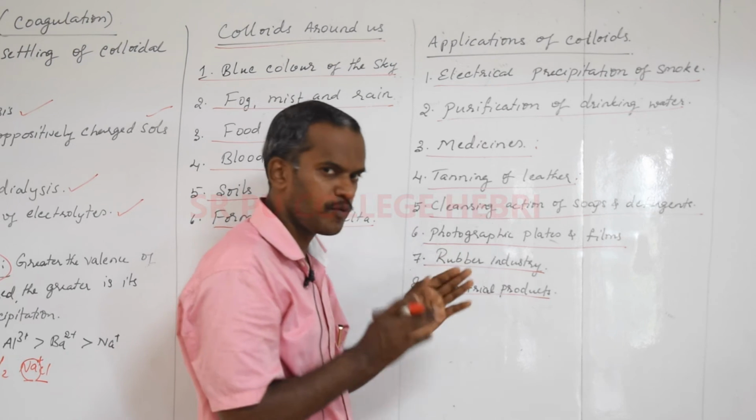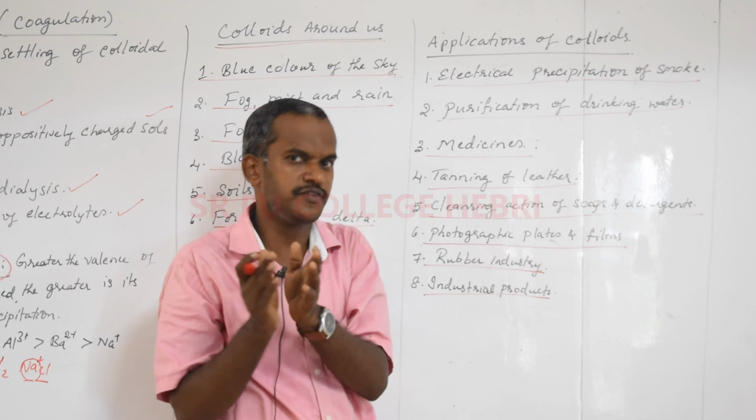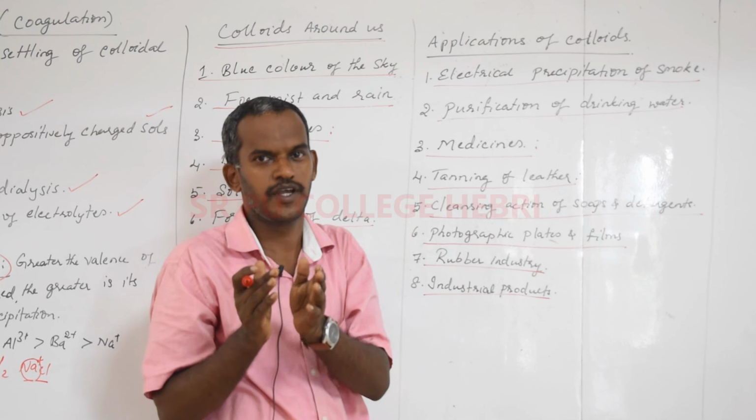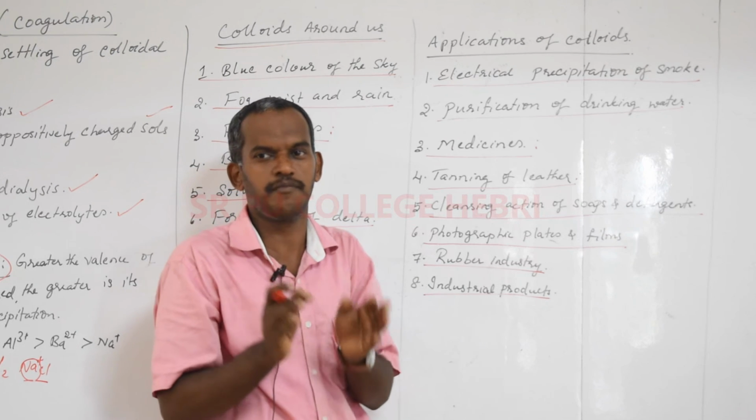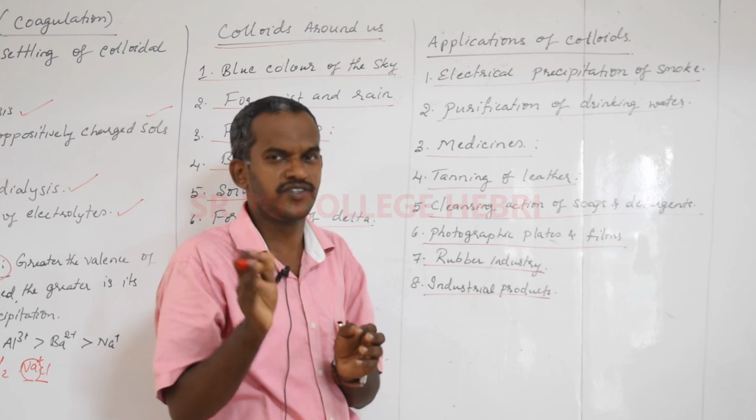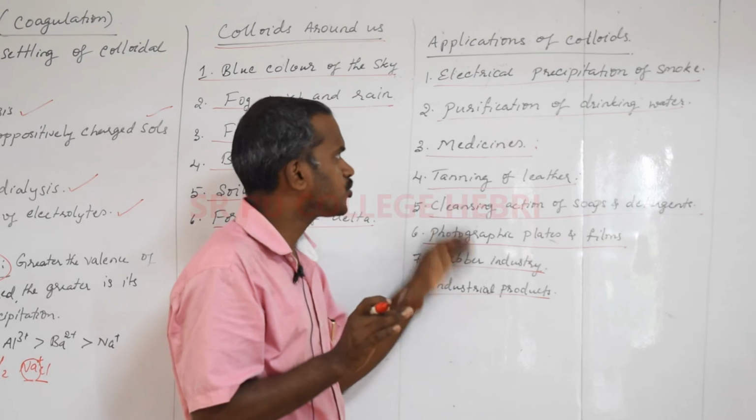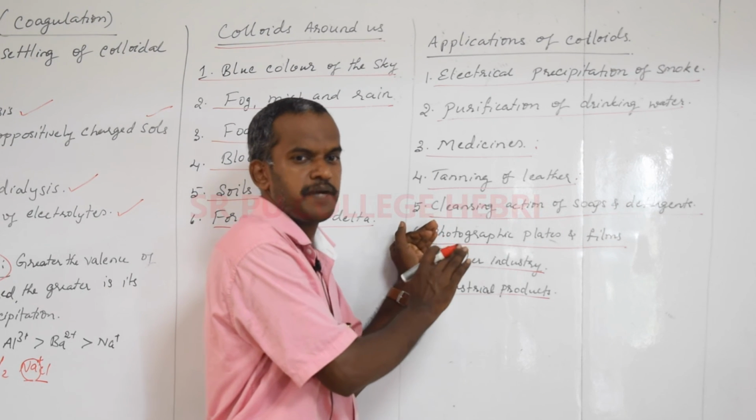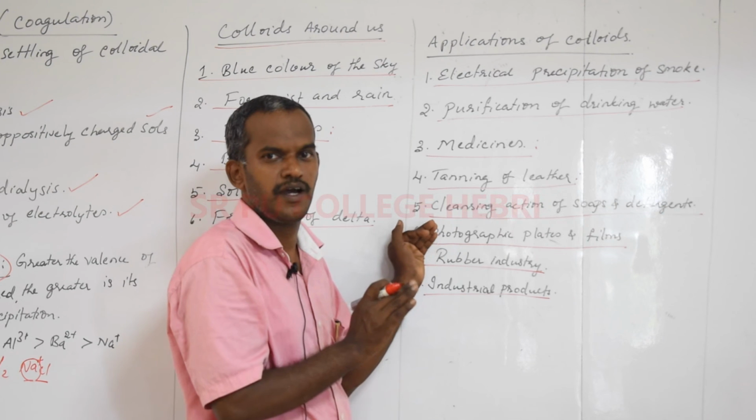In this chapter only a small thing is left which is excluded from the syllabus for this year, that is about emulsions. What is an emulsion and types of emulsions, I am not explaining because it is removed from the syllabus for this academic year. So apart from that, we completed the chapter surface chemistry. I hope you are clear.